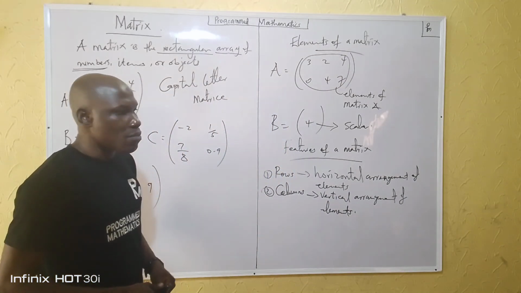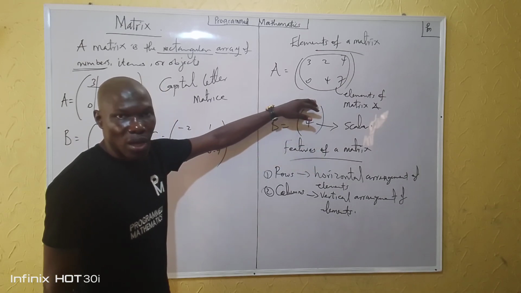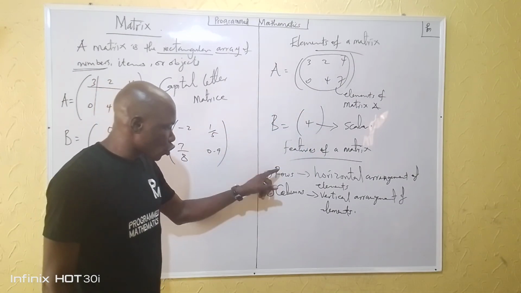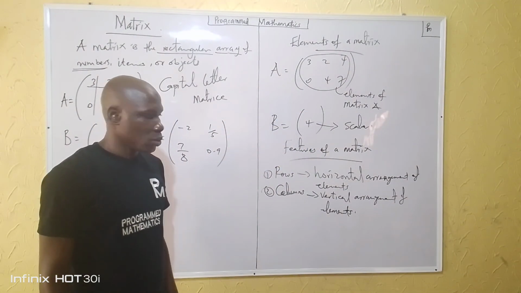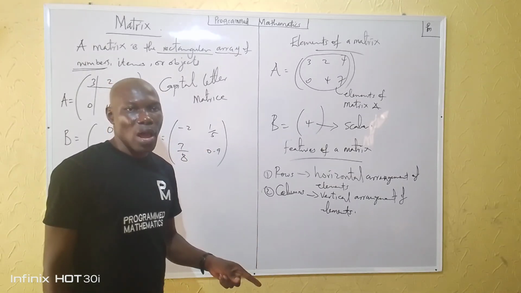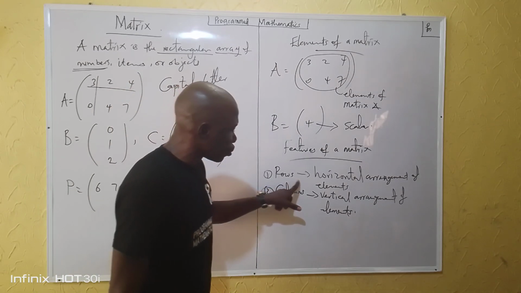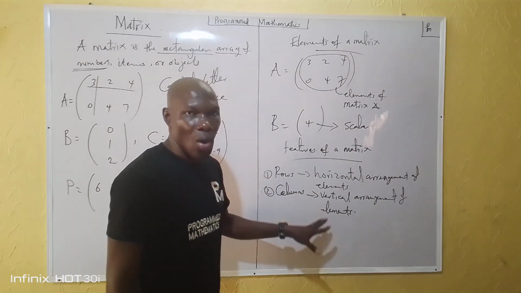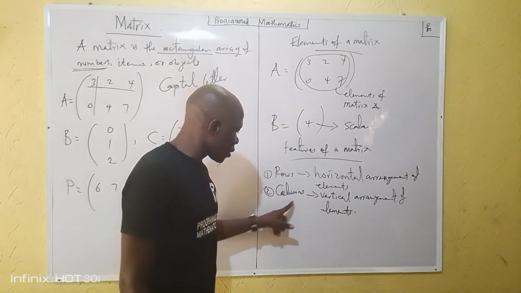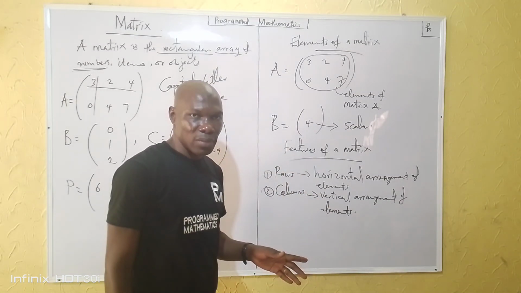So every matrix, whether it has a single element or multiple elements, has both rows and columns, because every element you have in a matrix belongs to a particular row and a particular column. So rows are referring to horizontal arrangements of elements, while the columns are referring to vertical arrangements of elements.